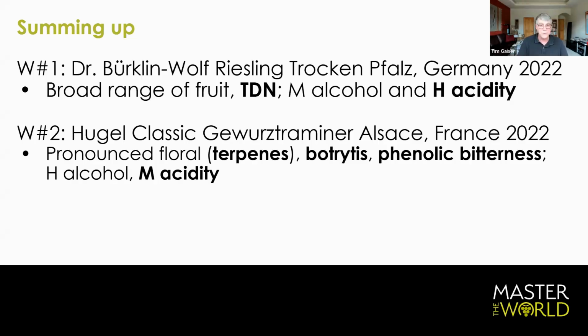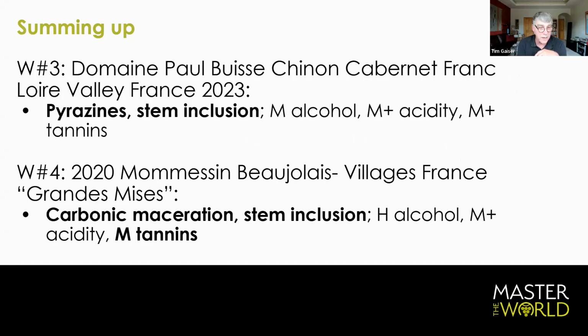Okay, so let's sum up these wines, and then we can go to the happy half hour and answer more questions. With the Dr. Bürklin-Wolf Rieslings, we had TDN, a broad range of fruit, and on the structure, the important thing was high acidity. With the Ugel, we had this trio of terpenes, flowers, botrytis, and phenolic bitterness, and then a conspicuous lack of acidity. Moving to the next slide.